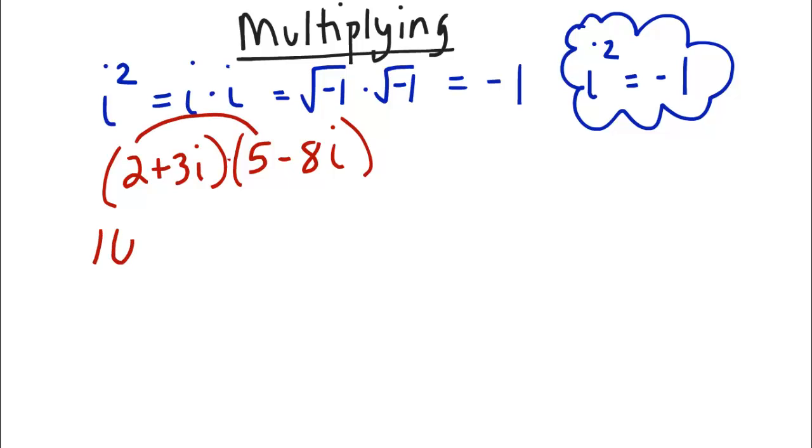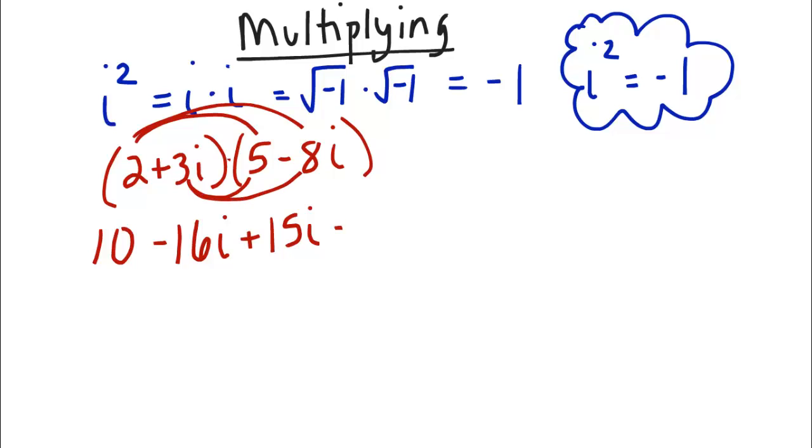So 2 times 5 is 10. 2 times negative 8i is negative 16i. 3i times 5 is 15i. Notice i is almost acting just like an x or something like that when we multiply. Our last term here is 3i times negative 8i, which is negative 24i squared. The i squared showed up. That's why we talked about this definition up here. It's going to become very important.